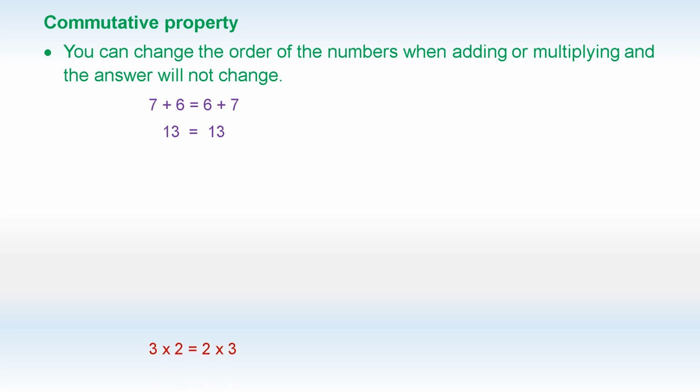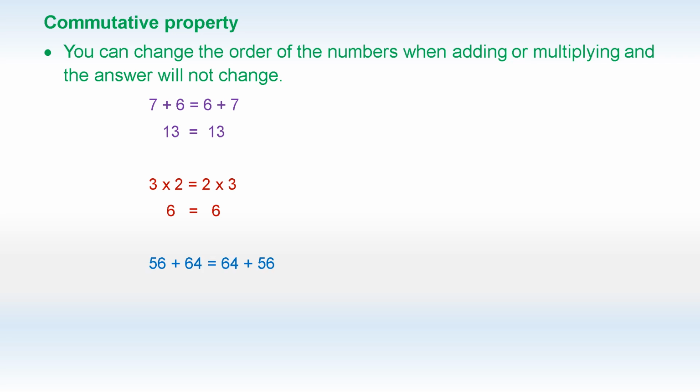Let's look at another example. If I had multiplication now, if I took 3 times 2 is equal to 2 times 3. So let's test if this is correct. So 3 times 2 is actually 6, and 2 times 3 is also 6. So we know that it is correct.